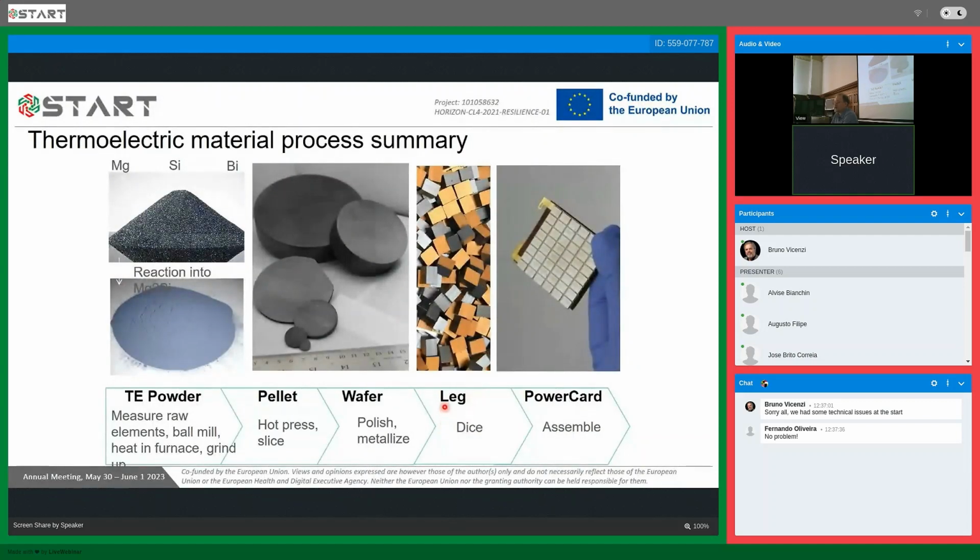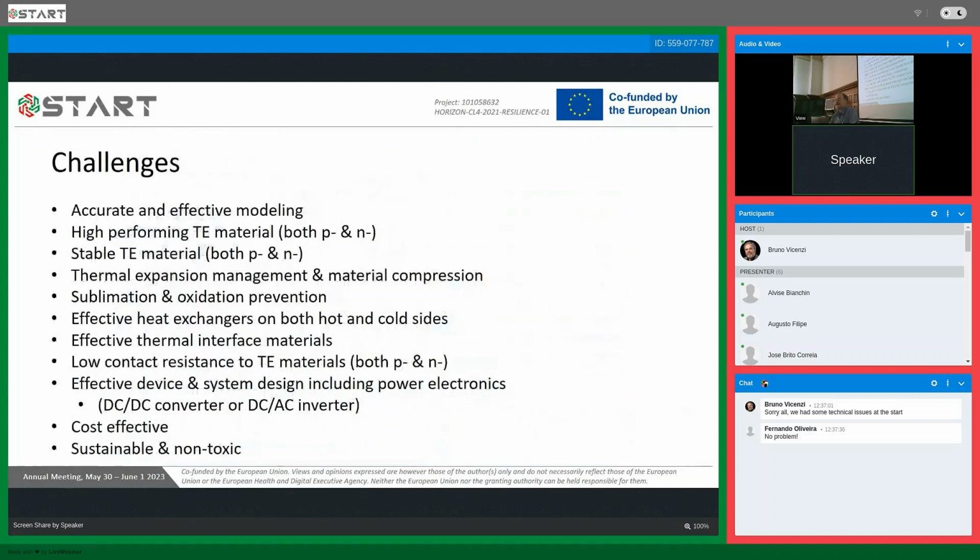This sort of summarizes that whole process, going from the raw materials to ingots to power blocks to the device. And again, you can see that here as we described. So I show you that as sort of the initial introduction to all that goes into making thermoelectric materials and devices and putting them into applications.